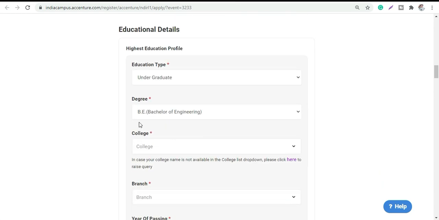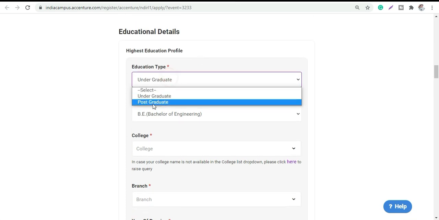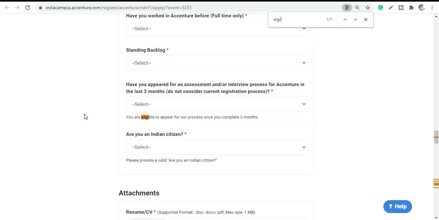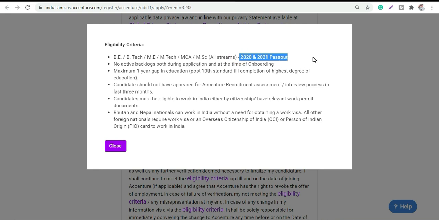You can just see that Bachelors of Engineering, BTech or BEs are eligible, or I have selected undergraduate. Postgraduates are also eligible. I'll show you the eligibility criteria. The eligibility criteria is BTech, BE, MTech, ME, MCA, MSc in all streams, and like I said, 2020 and 2021 batch passouts are eligible. No active backlog both during application and at the time of onboarding. So you should not have any backlog. Then maximum 1 year gap, which is post 10th, that is, after 10th till completion of your highest education, is allowed.